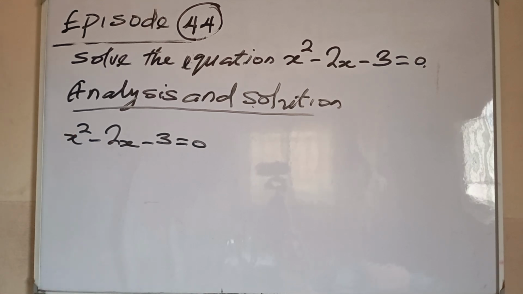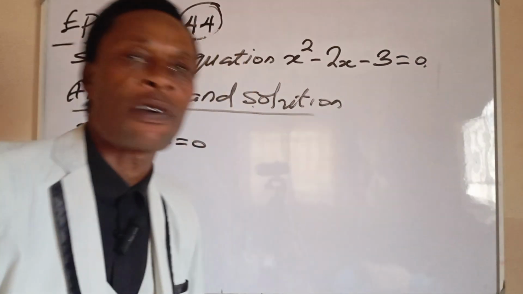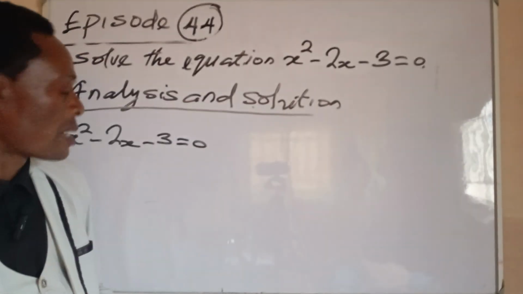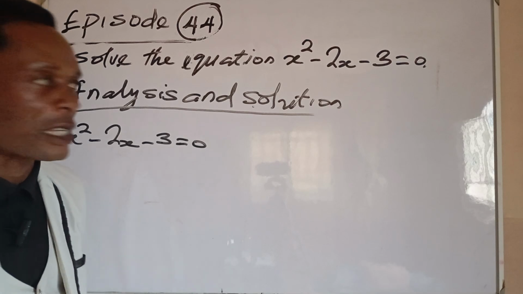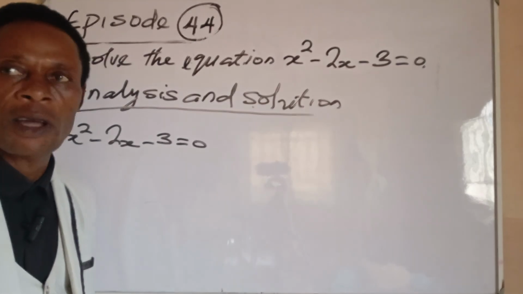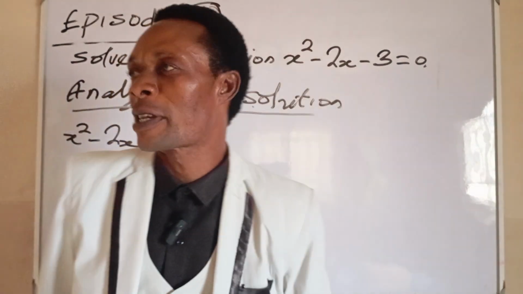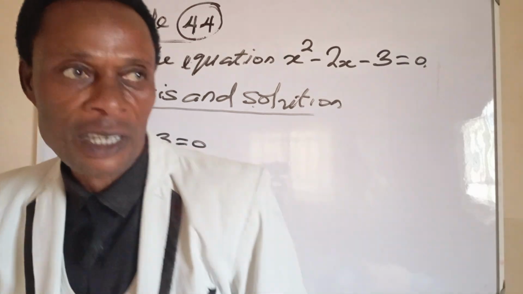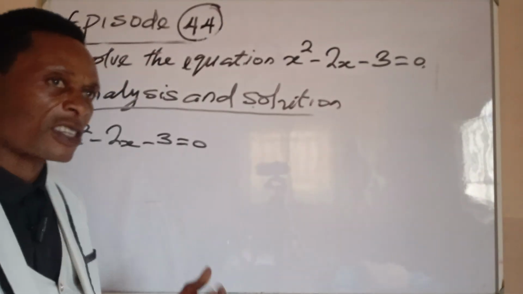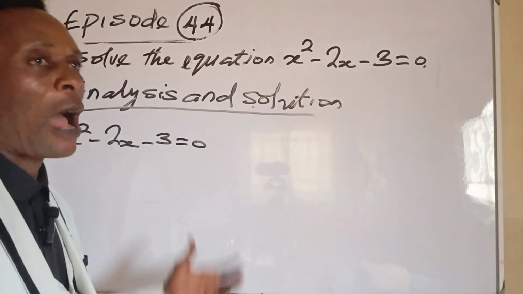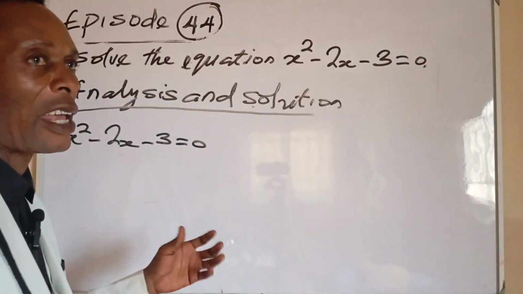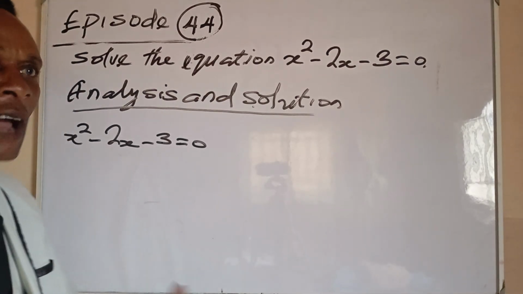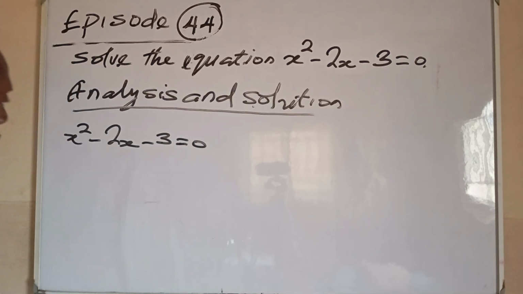We have 4 methods of solving a quadratic equation. The first is the factor method, otherwise known as factorization. The second is completing the square. The third is the formula method, otherwise known as the almighty formula. The fourth is graphical solution. There are other ways to resolve quadratic problems, but these 4 methods are the ones we are familiar with. So how do we resolve this?